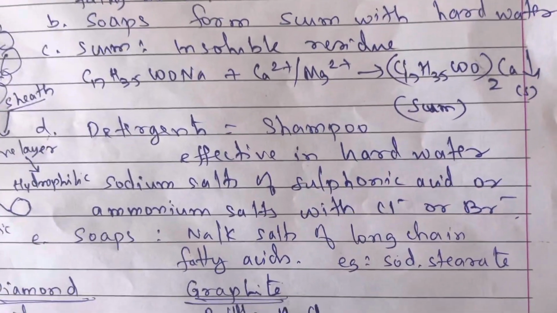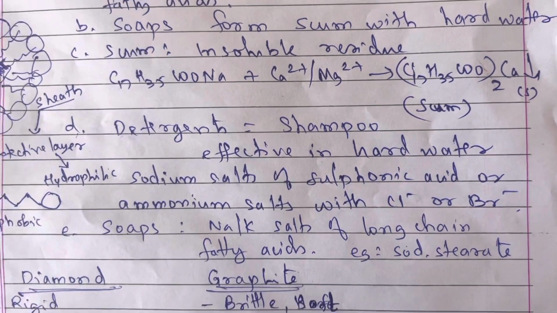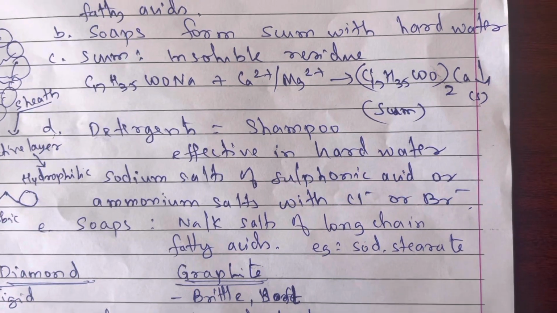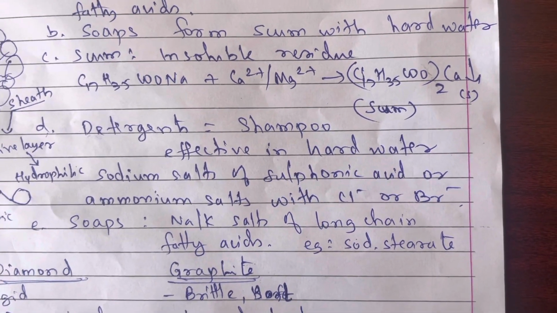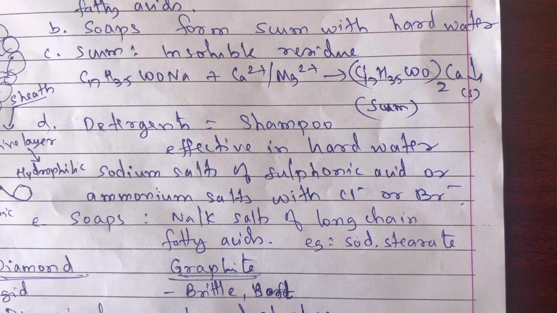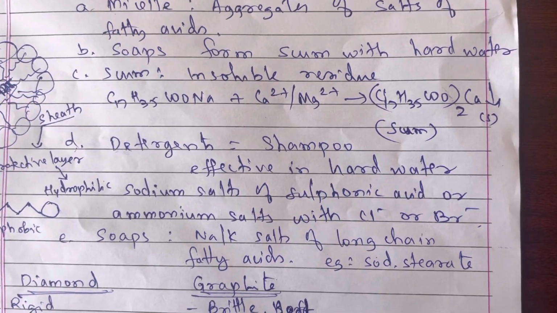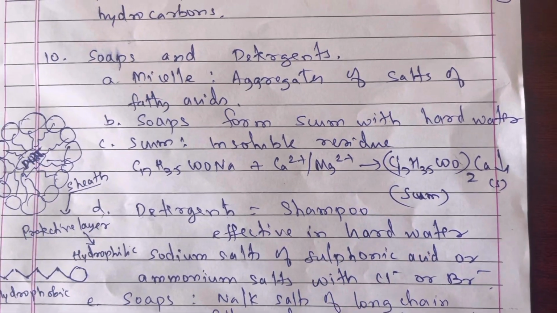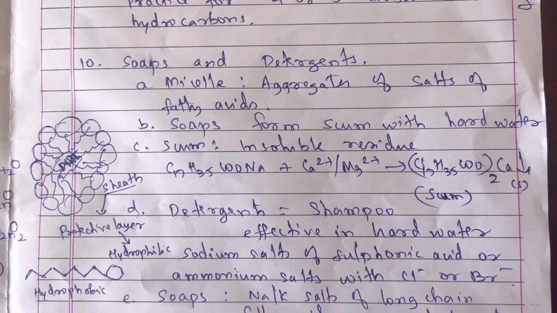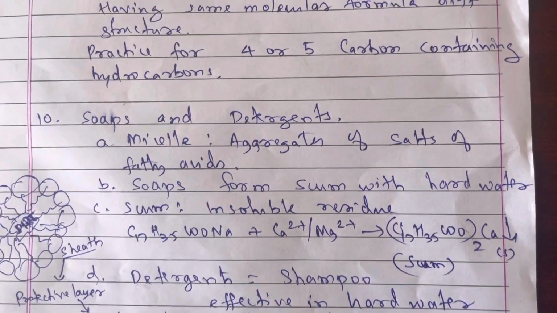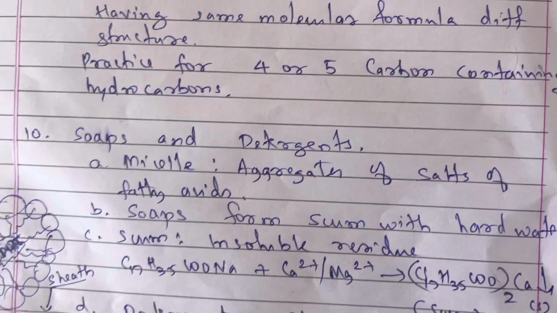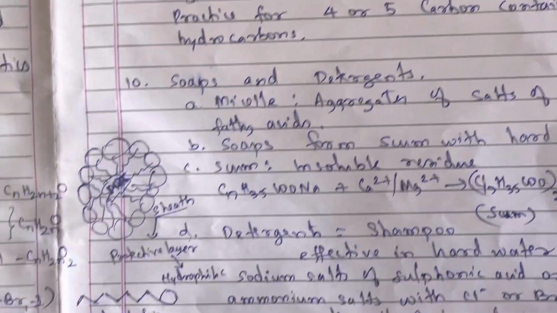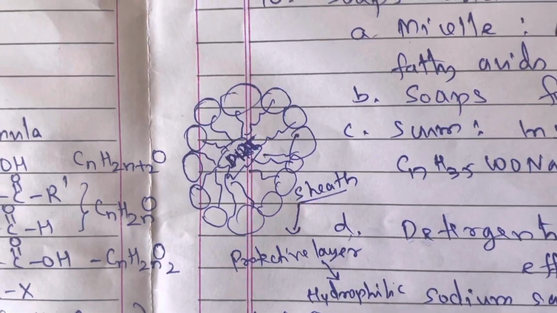So to avoid this, we started preparing detergents. Detergents are compounds made up of sodium or potassium salts of sulfonic acids or ammonium salts, which have chloride or bromide as the counterparts. And these are generally used in shampoos as well. They are totally beneficial in hard water usage. And when these soaps or detergents are put into water, they form micelles. Micelle formation is another important concept you need to know. These are colloidal aggregates of salts of fatty acids.